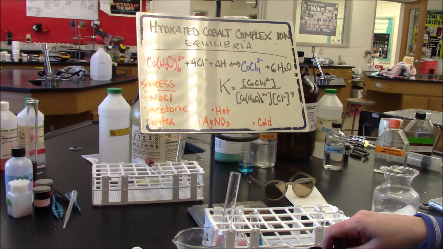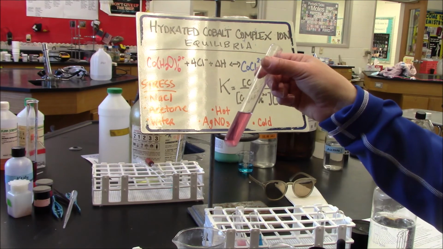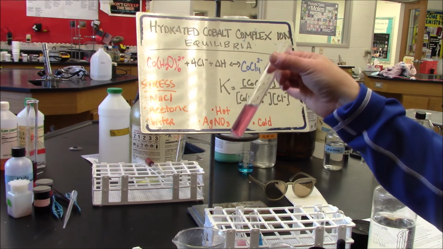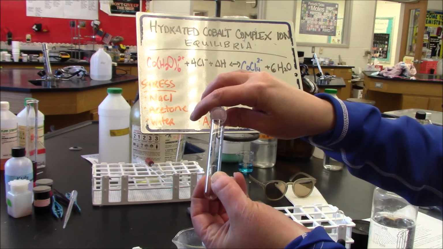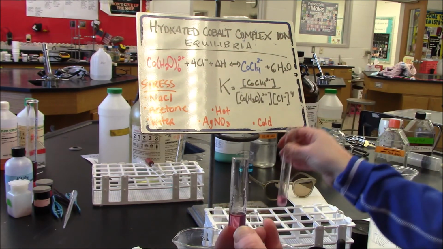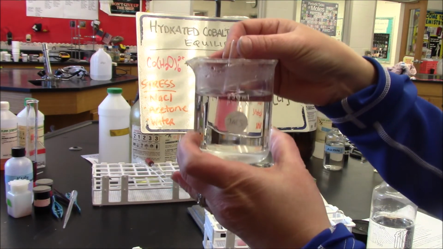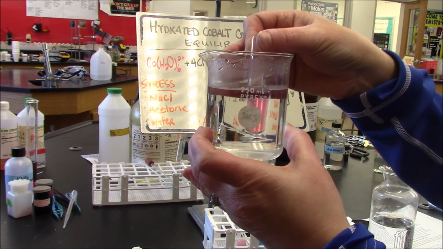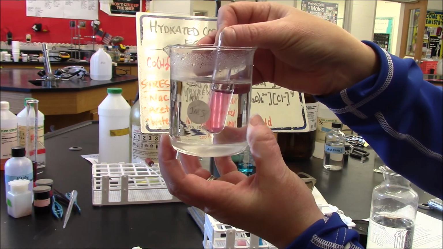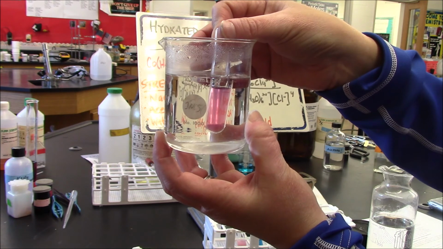Now what I'd like to do is experiment with temperature. So if I add heat to this system, it should shift to the right in order to offset that change. That would favor the formation of the blue complex ion. I have warm water here, and we can try to see what might happen. And I think we can see that it is starting to go from pink to blue.